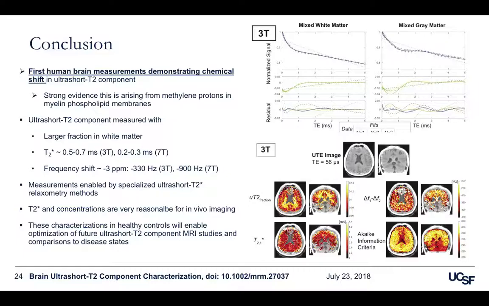So I think these characterizations will enable the design of future pulse sequences and methods to image this component, and also enable this further investigation in disease states to see how both the Ultrashort-T2 fractions as well as maybe T2 star and the frequency shift may change in certain demyelinating diseases.